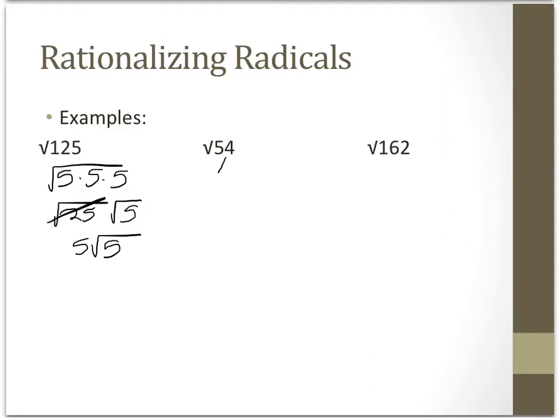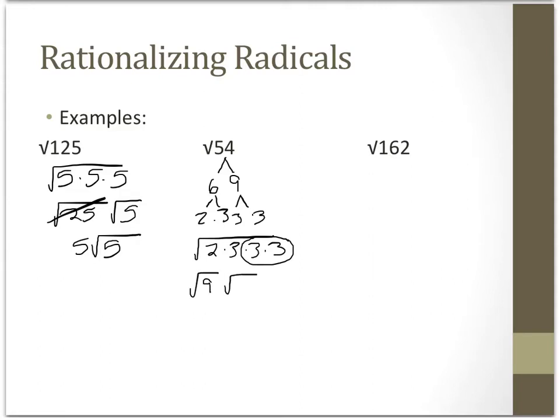54. That breaks down into 6 times 9, which is 2 times 3 and 3 times 3. So we have the square root of 2 times 3 times 3 times 3. And if you look at this, we have a pair of 3s, that would be like saying the square root of 9. And 2 times 3, there are no pairs in there, so that will just remain the square root of 6. The square root of 9 is 3. So we end up with 3 square root of 6 for the square root of 54.